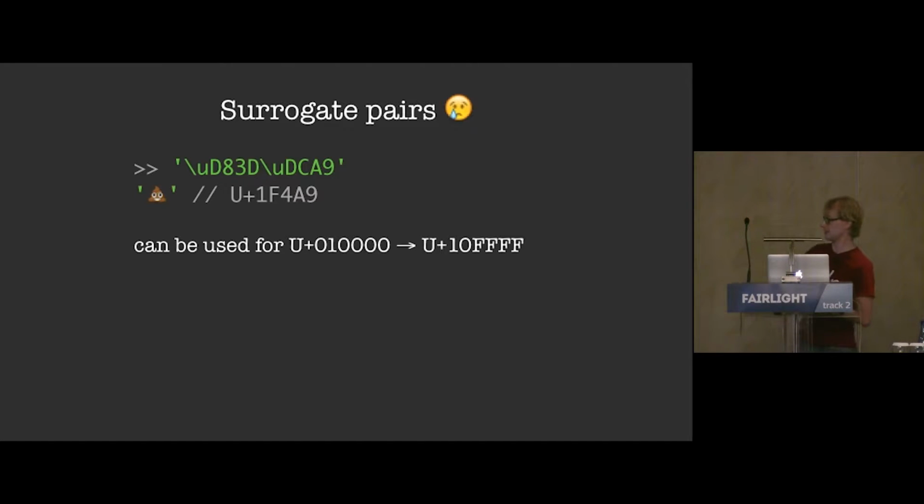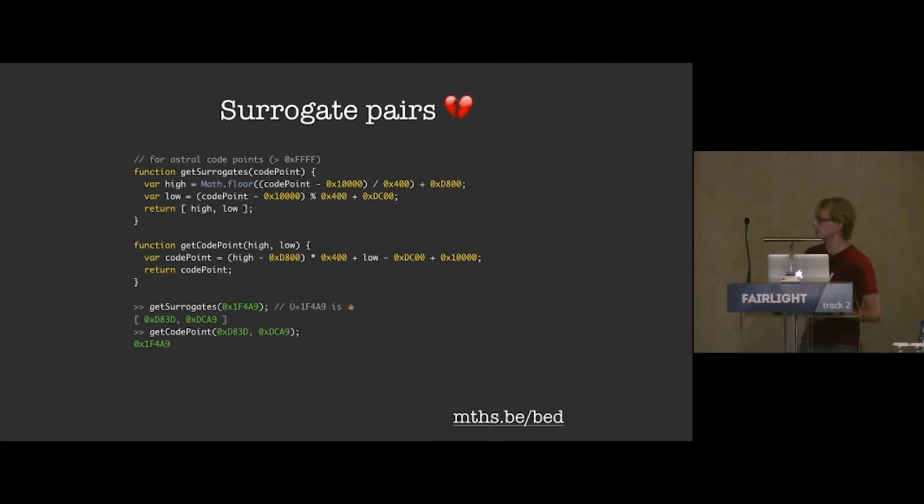Like if you read this first line of code, you wouldn't really know that you're trying to represent a pile of poo at all. You would have to calculate what the original code point was. And in fact, there are formulas that you can use to make that calculation. And here's what that looks like. Of course, you don't have to remember all this, but apparently you do need to know that this formula exists if you want to deal with strings in JavaScript correctly.